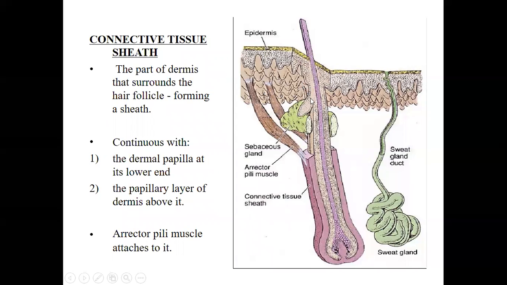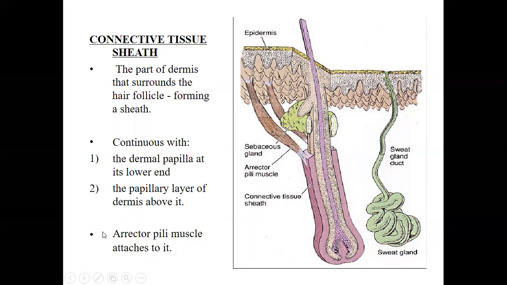For the connective tissue sheet, this is the connective tissue sheet. It is part of the dermis that surrounds the hair follicle. You can see that it surrounds the hair follicle and forms a sheet. It continues with the dermal papilla at the lower end, and with the papillary layer of the dermis above it.